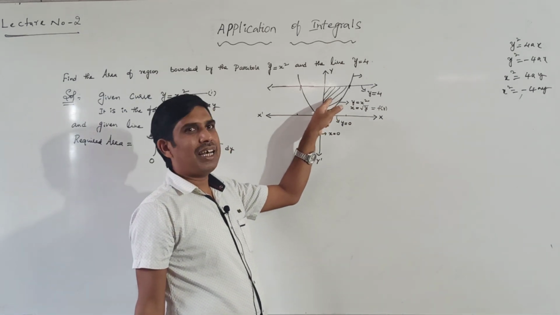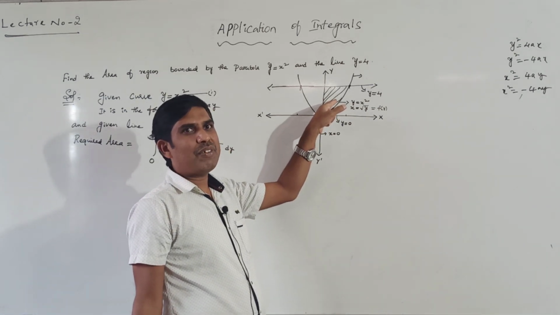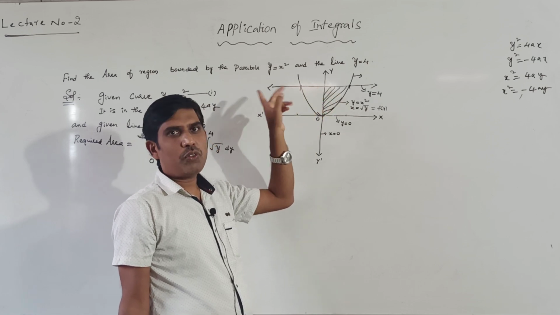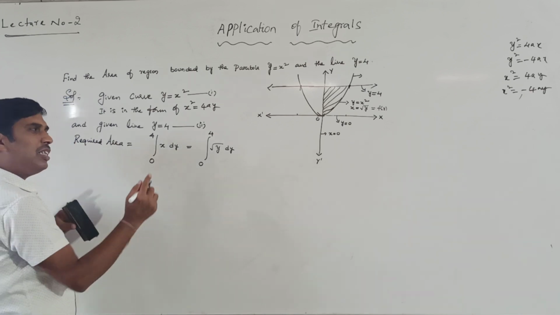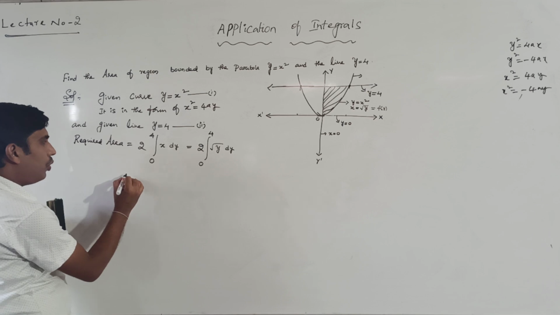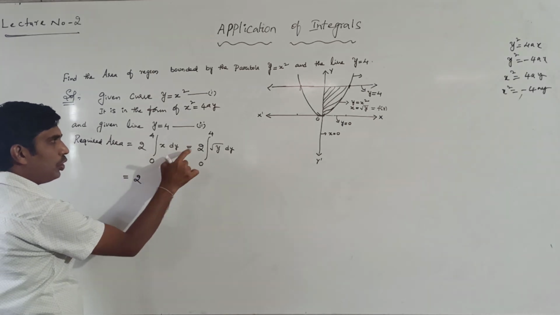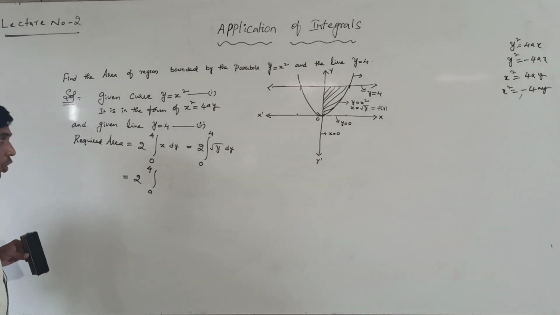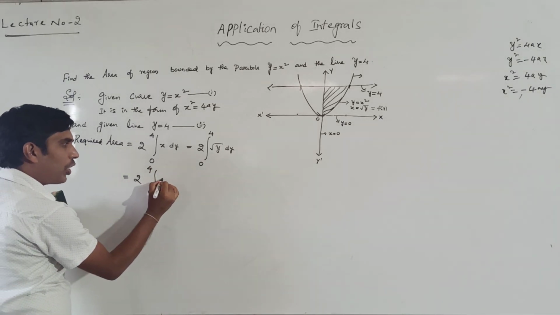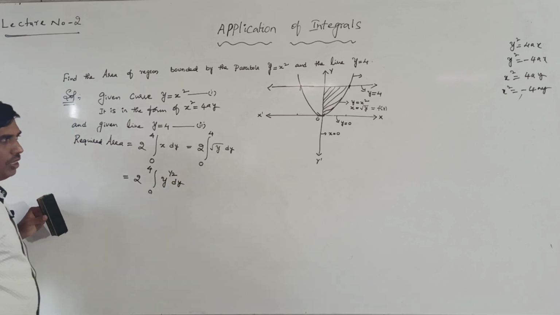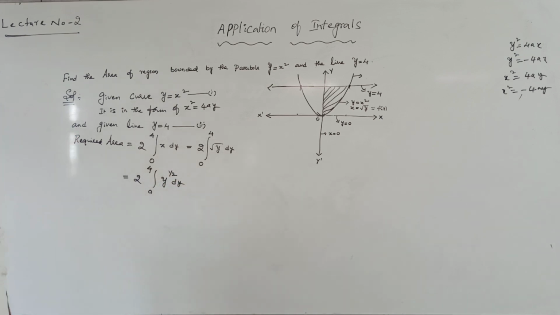We will get the area of this part. This part's area will come, but we need the total area, right? So what we have to do is multiply with 2. So evaluate the integral: 2 into integral 0 to 4 root y. How to write root y? Nothing but y power 1 by 2.